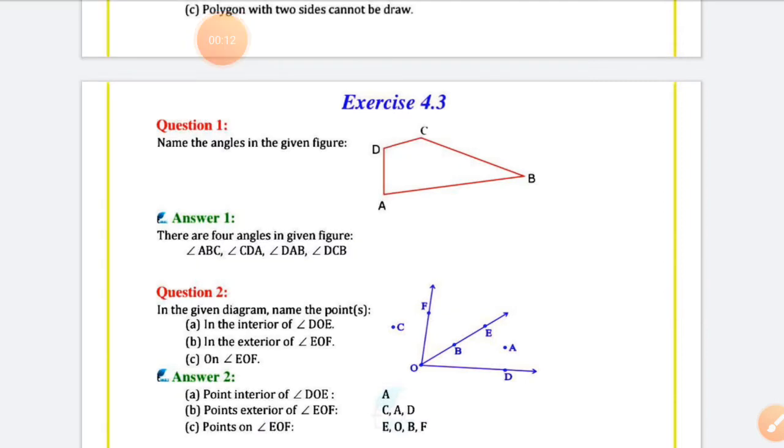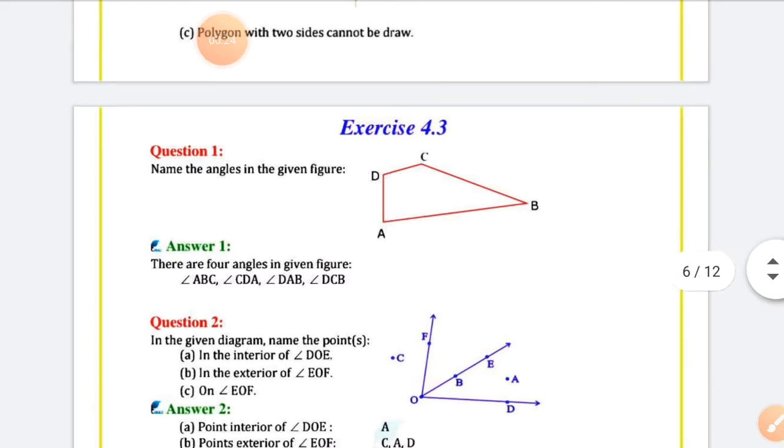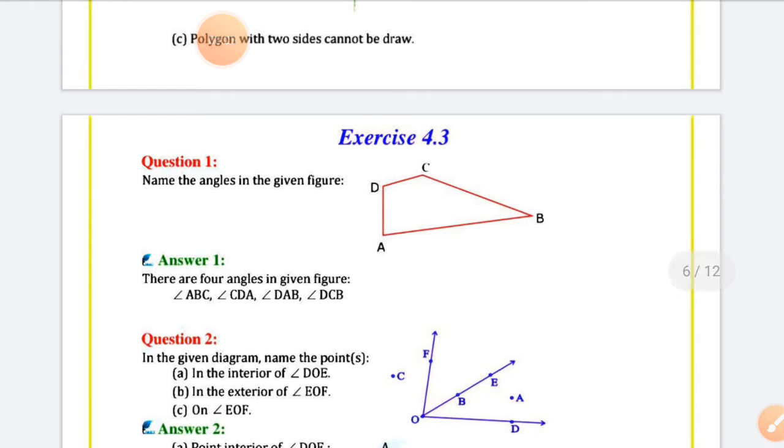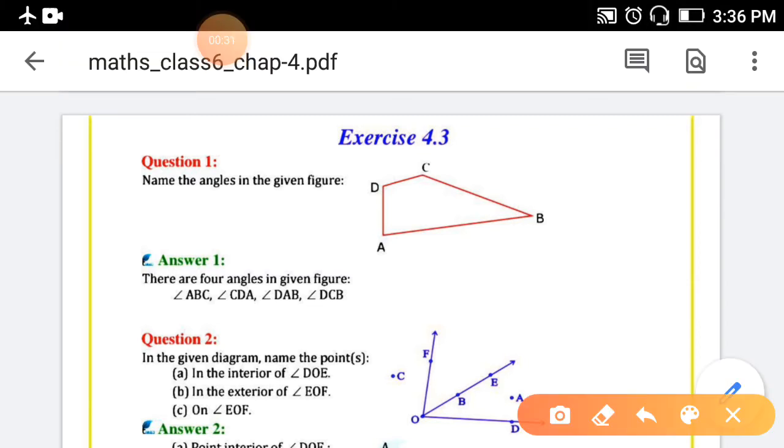In the last video, we finished up to exercise 4.2 and in this video we are going to start exercise 4.3. Question number 1. Name the angles in the given figure. Here the figure is given, you have to name the angles.